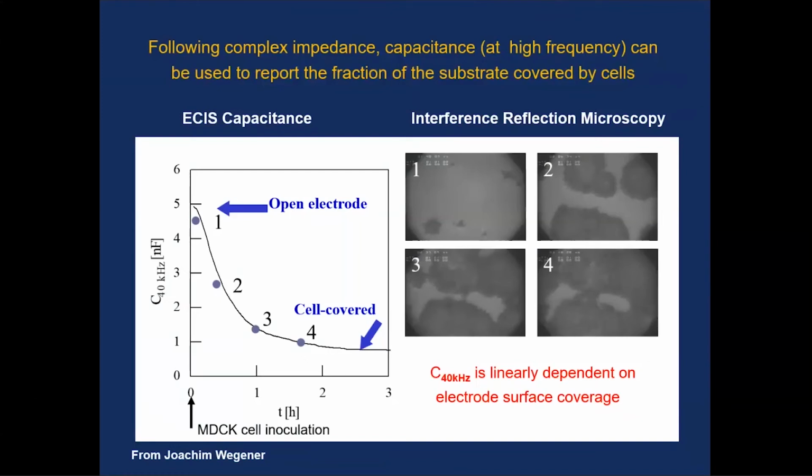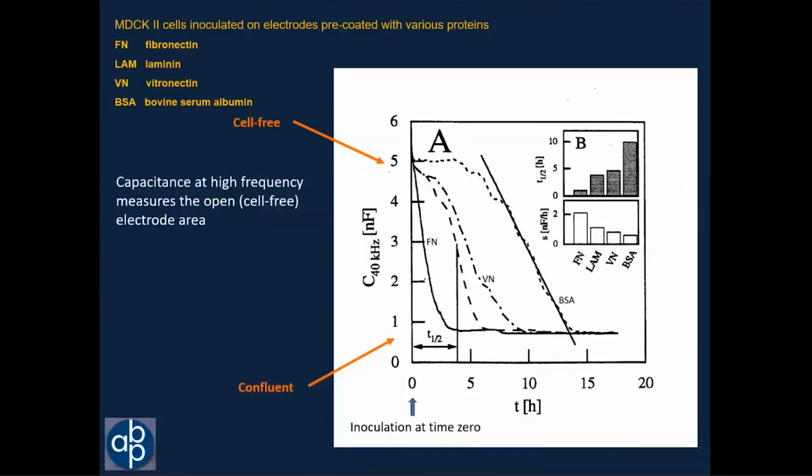Let me show you some data now with different proteins. Here again, we're using MDCK cells. We have adsorbed either fibronectin, laminin, vitronectin, or bovine serum albumin on the electrodes. At time 0, the cell suspension is added, and now we watch the capacitance drop much more rapidly for fibronectin than for the other proteins, bovine serum albumin requiring the most time. We're seeing these cells, in other words, going from a cell-free electrode to a confluent electrode.